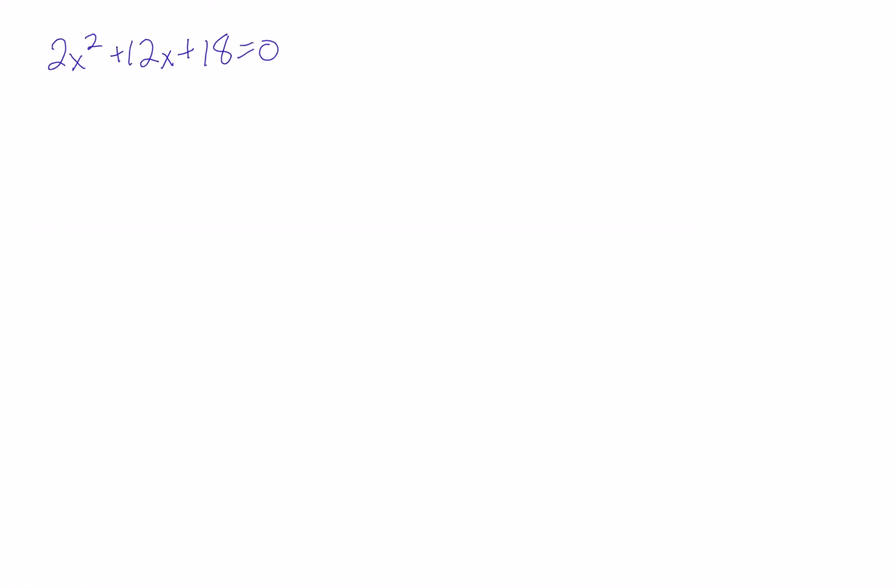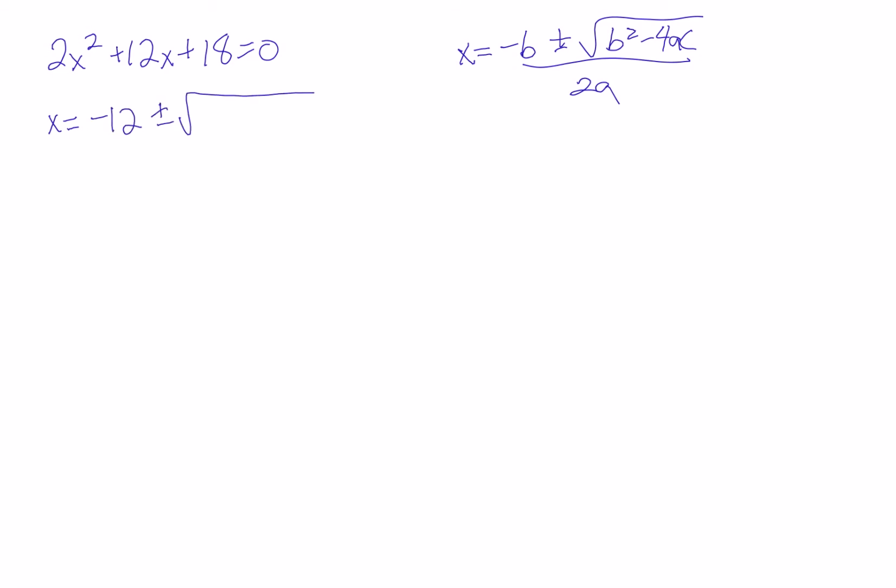Okay, let's look at this one. We've got a number in front, we've got our 2 in front. When we were factoring, remember we wanted to divide by that 2. When we use the formula, it doesn't matter if that 2 is there or not. So that's one advantage of the formula, you can just plug in whatever the numbers are. So let's use the formula in this case. Minus b would be negative 12, plus or minus the square root of 12 squared, minus 4 times 2 times 18, and we're going to divide that by 2 times 2.